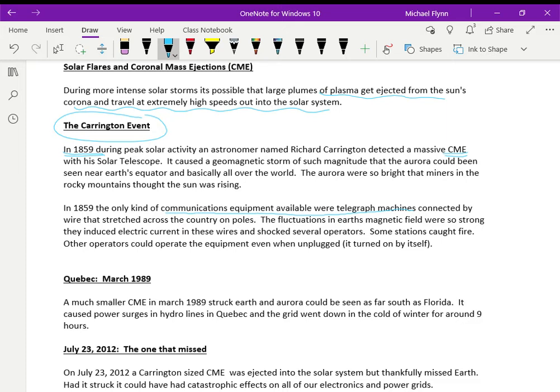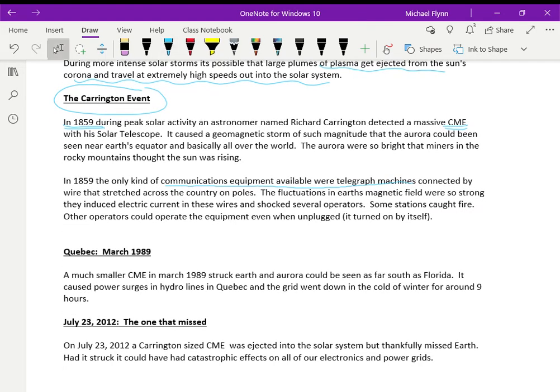But one telegraph station caught fire and burned down. Some of the operators got shocked while they were touching the equipment. And like I said, some of them were able to send and receive signals with their power sources unplugged because they were actually being powered by the coronal mass ejection. Its fluctuating magnetic field was strong enough to power their devices even when they were unplugged. It's almost like a ghost in the machine, right? Anyway, I think it's not hard to imagine how terrible that would be if that happened today.